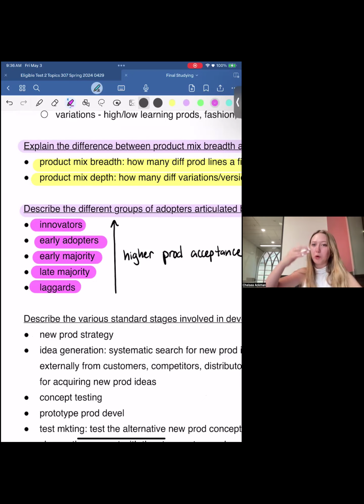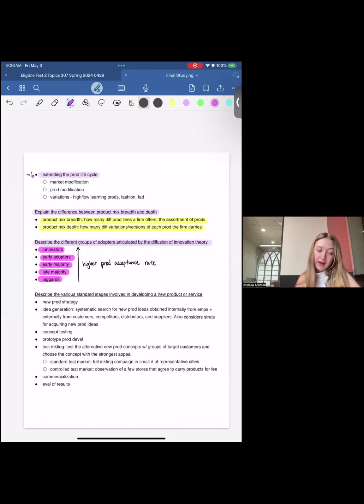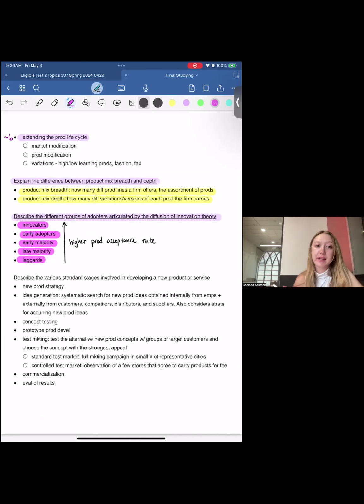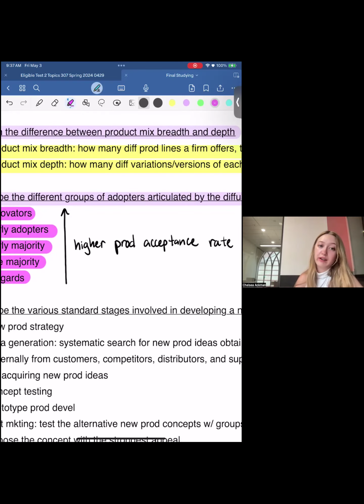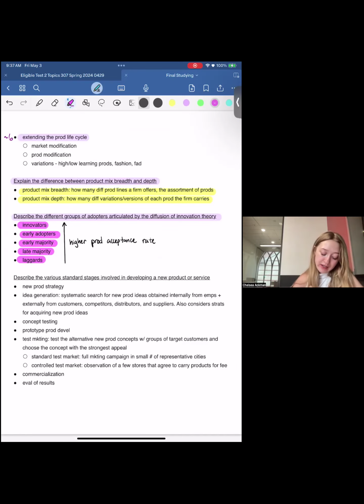This is the order in which they start adopting the product. So innovators obviously accept it first, and then laggards accept it last. And then, as you can see here, I wrote in that there's a higher product acceptance rate the higher up you go. So innovators are really accepting and laggards are much less accepting.